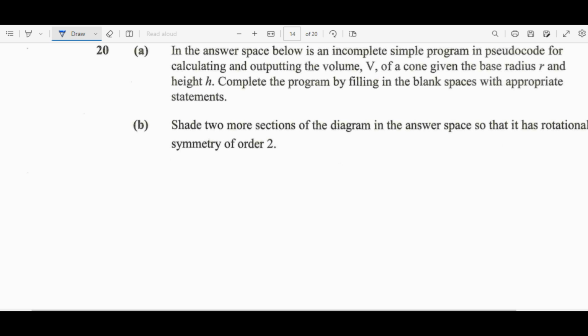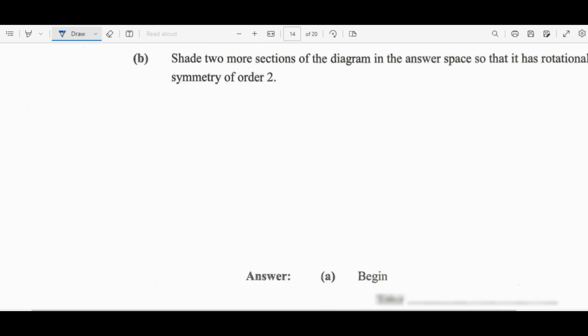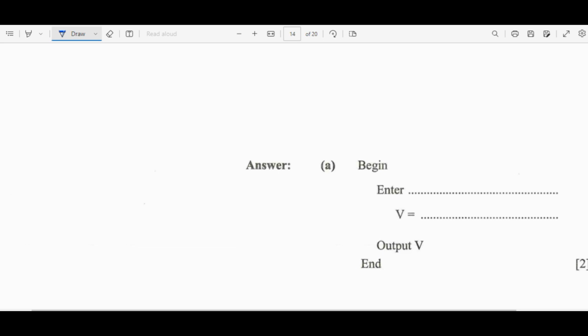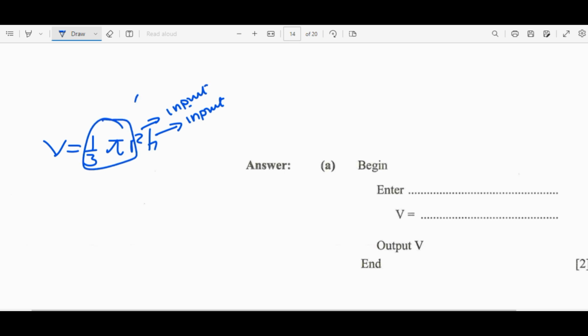So let's look at what we are dealing with. So the calculating and volume V of a cone. So it's very important to first look at the formula, volume for a cone. So volume for a cone, V is equal to 1/3 pi r squared h. So the h is input, radius is also input. These are just the constant numbers or terms, so we don't consider these to be inputs.